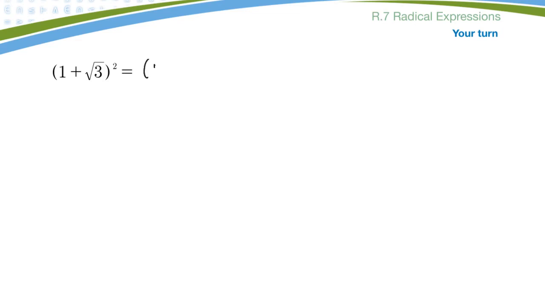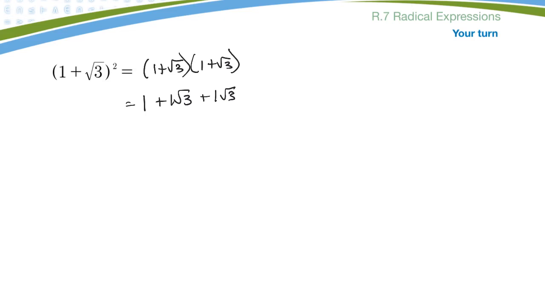So there's 2, so I need to write 2 of these out like this, and then FOIL. 1 times 1 is 1. 1 times root 3 would be a 1 root 3. Root 3 times 1 is another 1 root 3. You don't need to put those 1s out front.